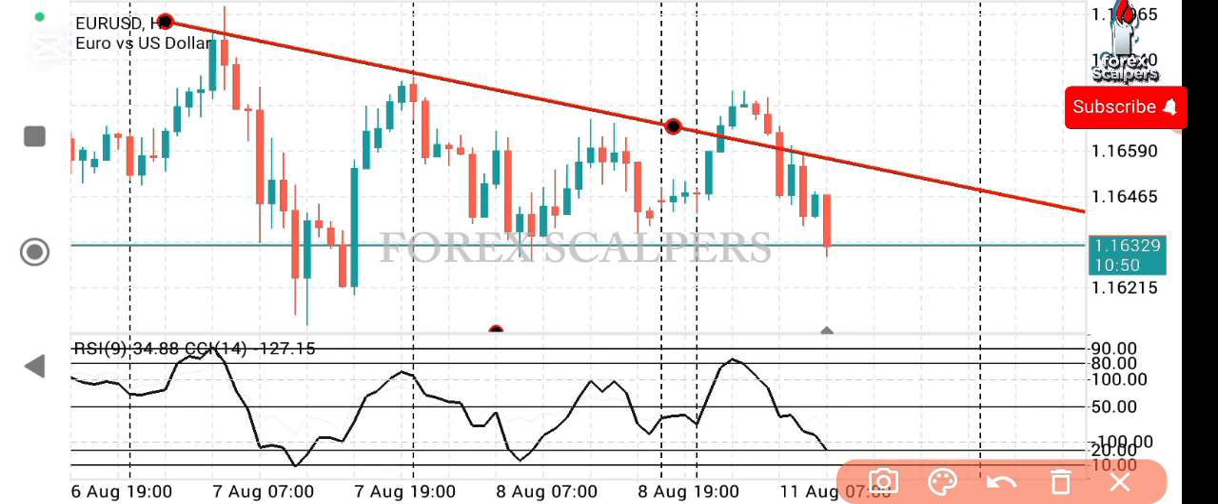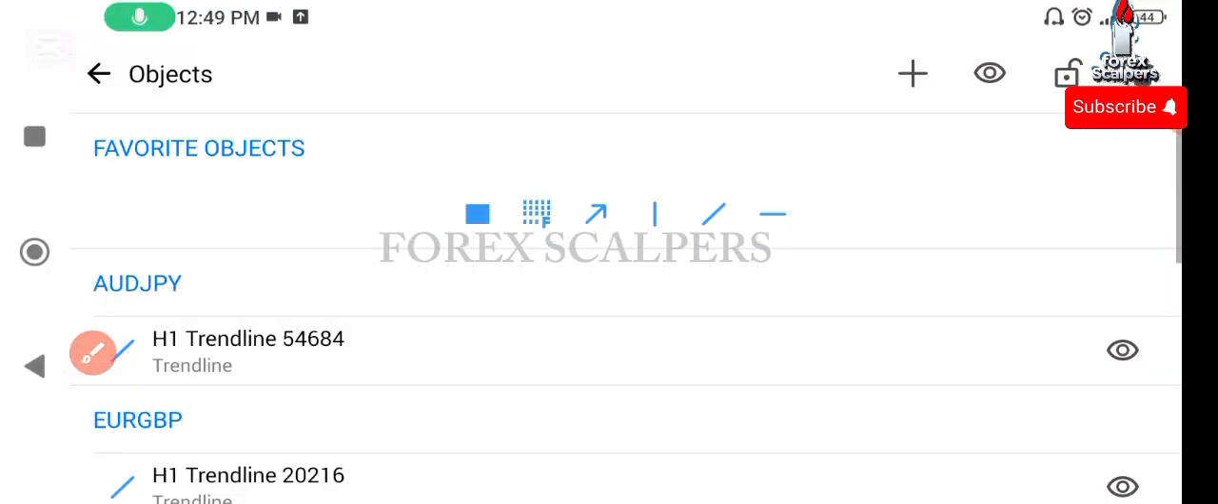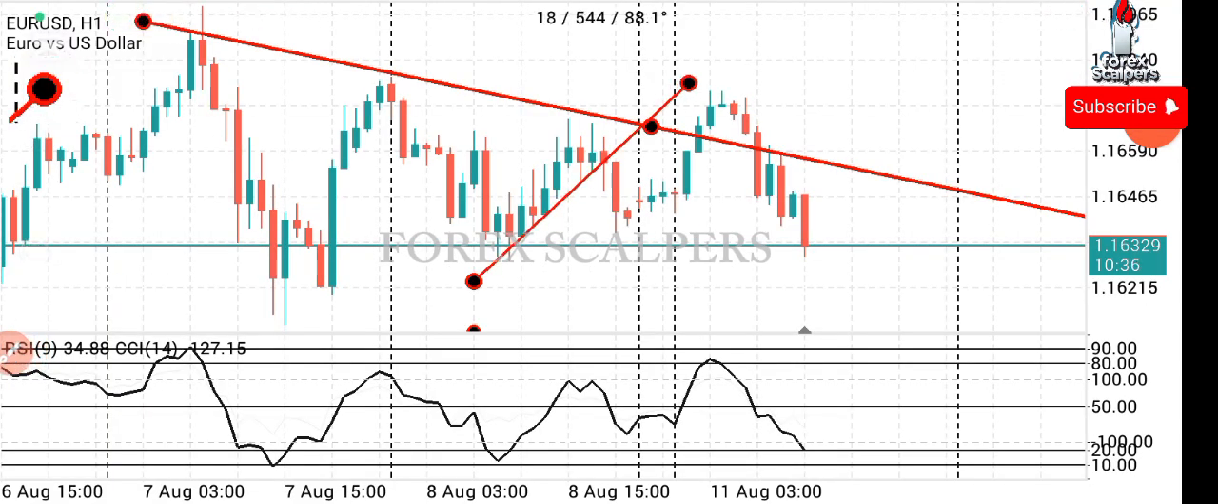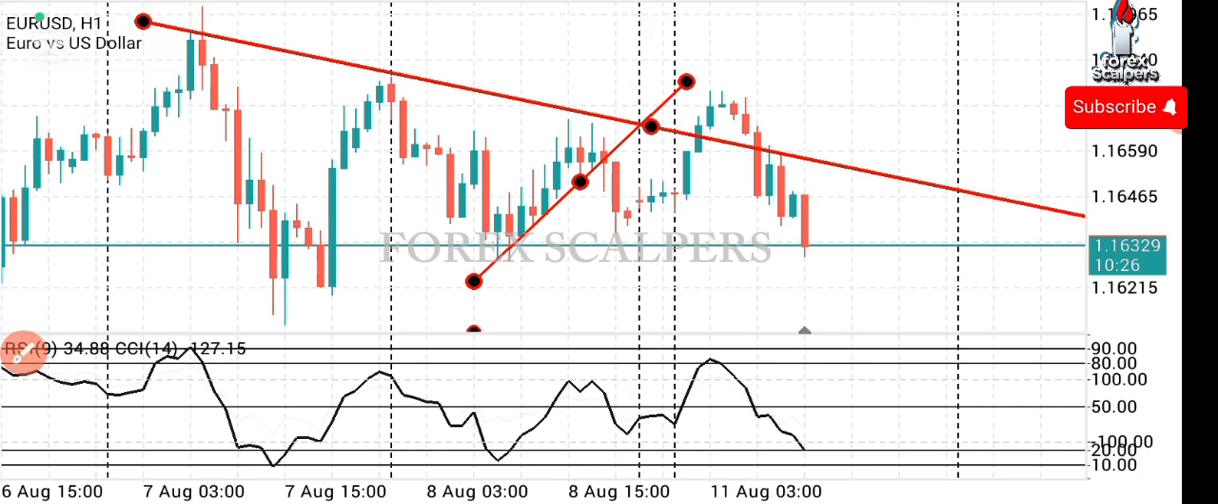Now, another way to confirm this entry is that as price is pulling back towards your trend line, you can pick up another trend line and trap the price in between, like this. So as soon as price breaks out of it from this zone, you come in with your sell entry. However, let's pay attention to what happened afterwards.